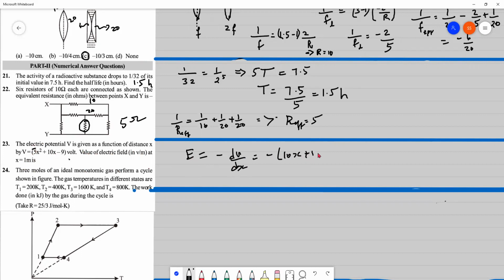10x plus 10. In this problem, they are asking you at x is equal to 1. At x is equal to 1, if you substitute 1 here, this will become 10 plus 10, minus 20. So the electric field here is going to be minus 20. Next question.